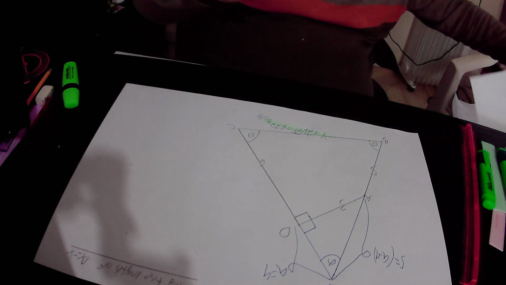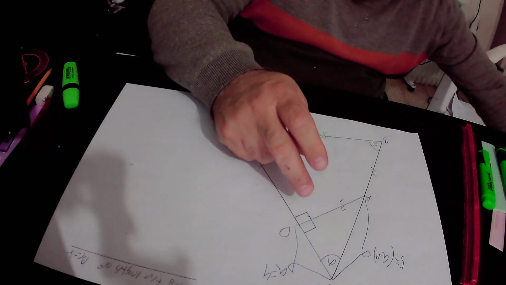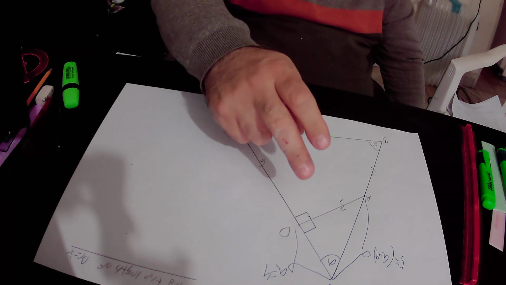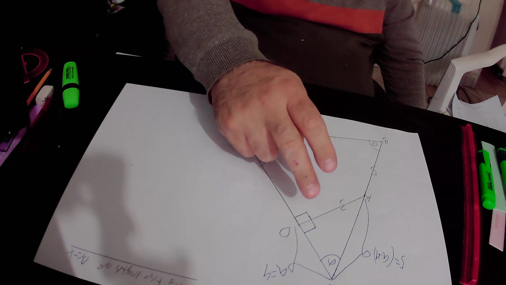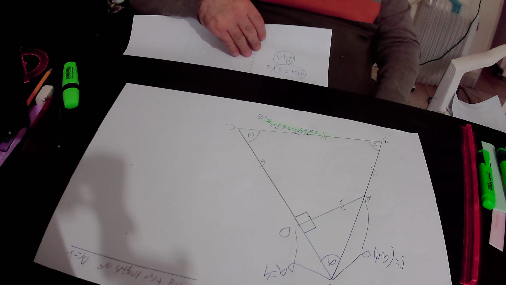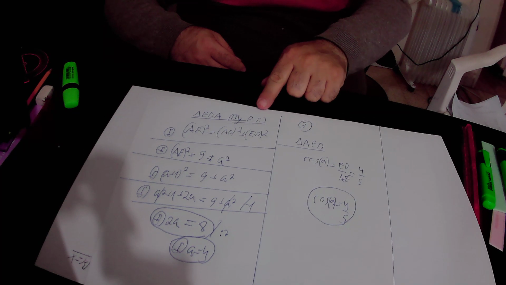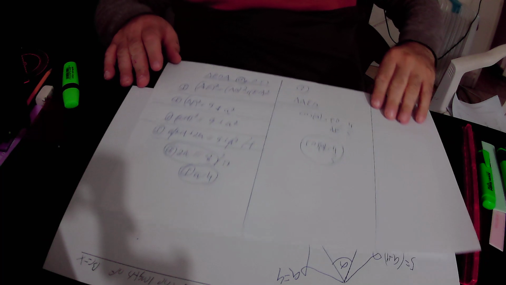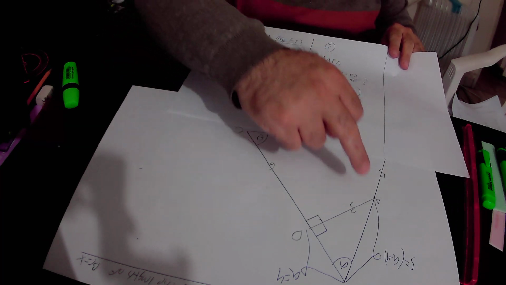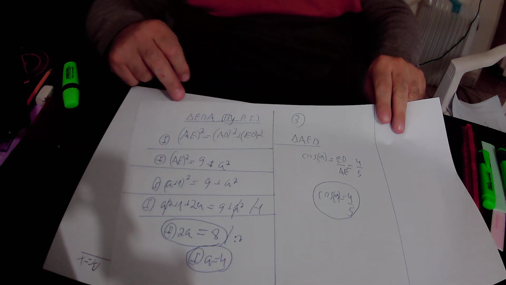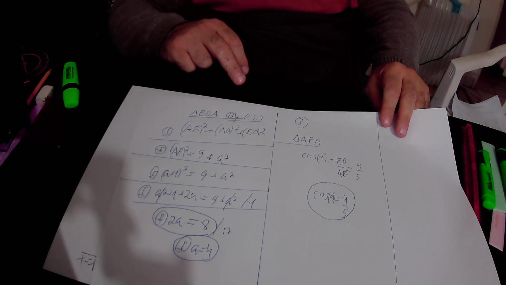That is to say, we can implement the Pythagoras theorem on the right triangle EDA in order to find the value of A, that is the only missing variable here. So we implemented the Pythagoras theorem in the right triangle EDA. The square of the hypotenuse equals the sum of the squares of the perpendiculars. That is to say, AE squared equals ED squared plus AD squared.